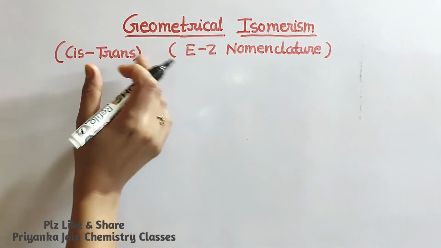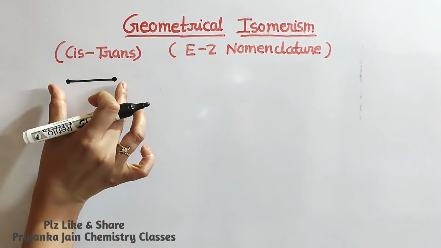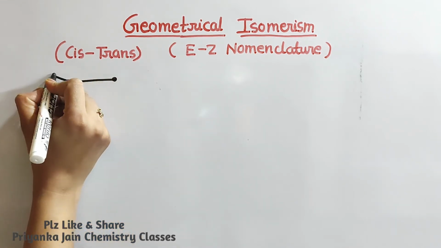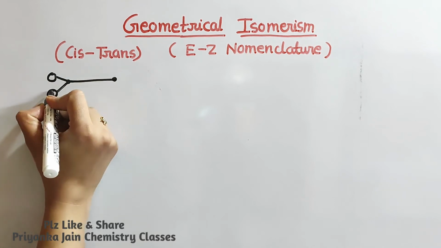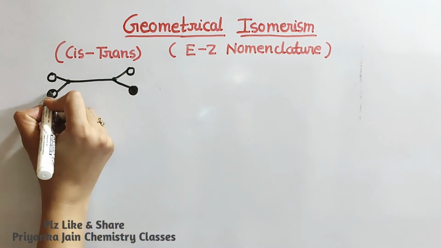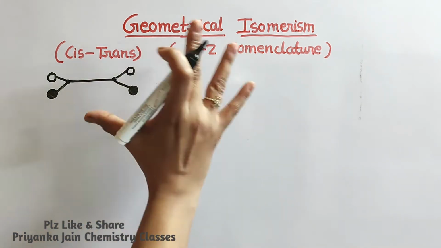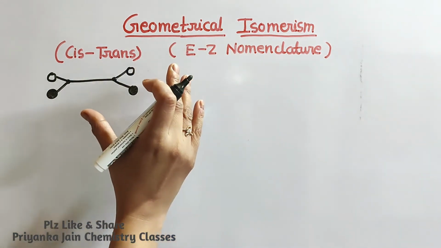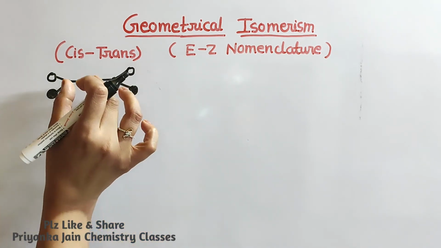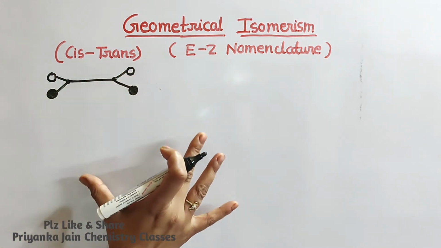Firstly, understand this. If we take any bond and restrict the rotation about this bond so that it cannot rotate, what will happen? The groups attached to it cannot move now, and if these groups are dissimilar, different, then it will give rise to an isomerism called geometrical isomerism. On a broad level, any isomerism that arises due to restricted rotation about a bond in a molecule is known as geometrical isomerism.